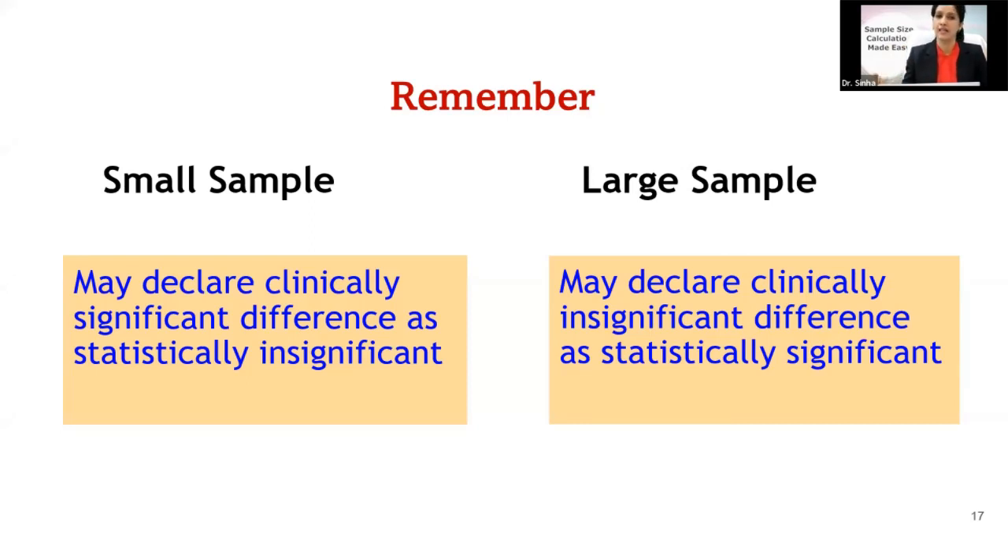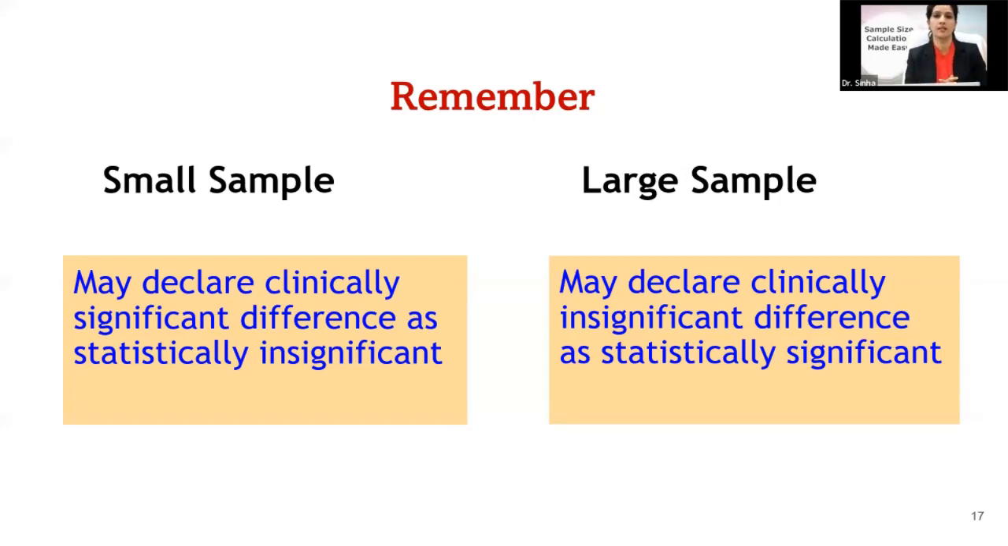There are other reasons as well, but with a small sample size, a clinically significant difference may be declared statistically insignificant. Although you can mention your sample size in the limitations, again, the population parameter which you are conveying will not be very precise. So the external generalizability of your research will be compromised. Now, this is the problem with the small sample.